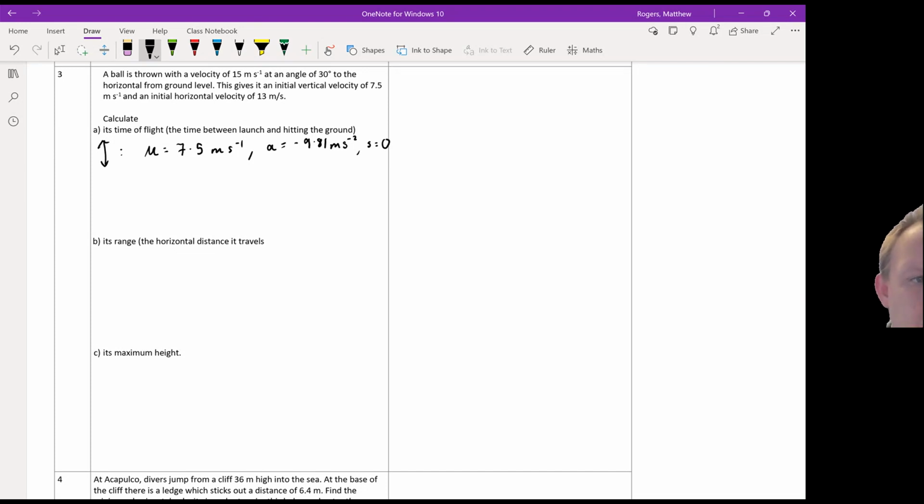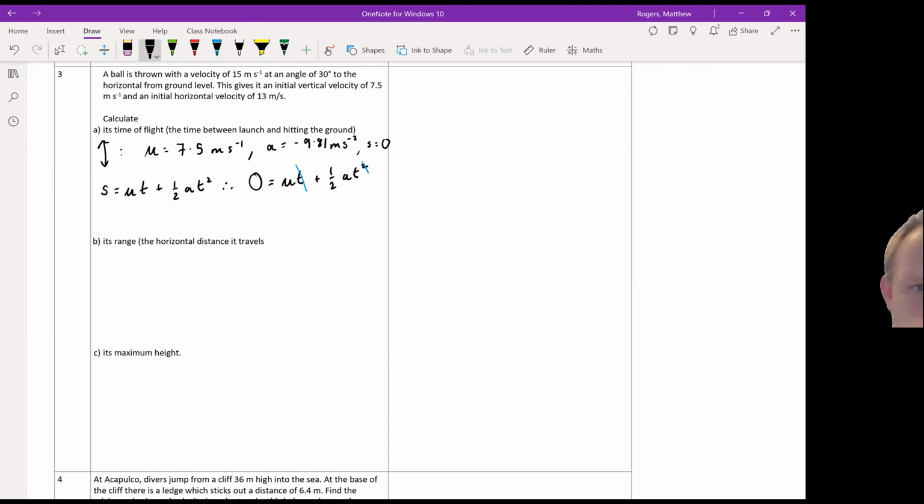So we want to find the time of flight. We're going to use the equation s equals ut plus half at squared. We can do some rearranging of this, and we're going to have 0 is equal to ut plus half at squared. And once we get this, the easiest thing to do is divide through by t. That's because 0 divided by t is still 0, but it gets us rid of the t squared and one of the t's. So I'm going to cross out a t here and cross out the squared over here.